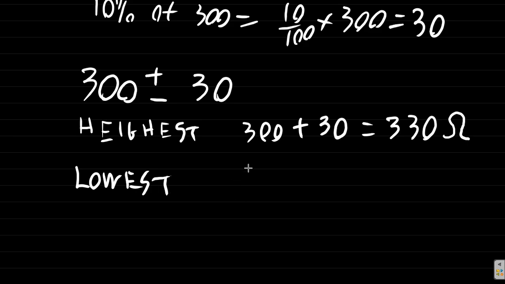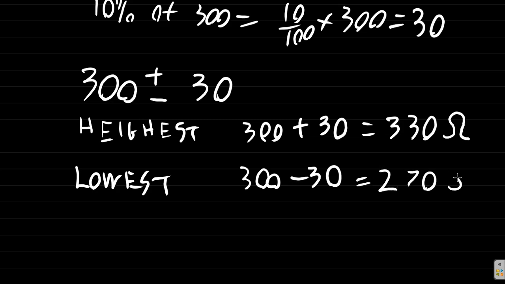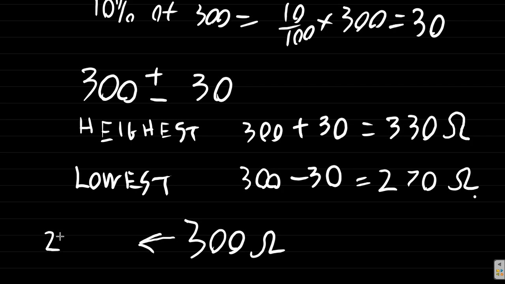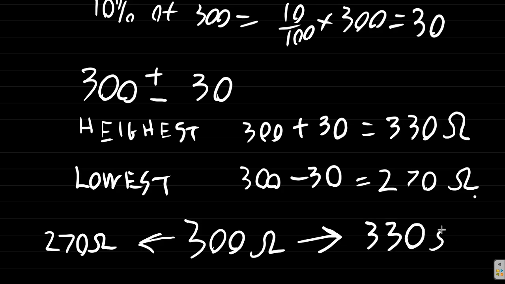Alright? What is the lowest value it should be? It is 300 minus 30 ohms. 300 ohms minus 30 ohms, which is 270 ohms. So here, the average resistance is 300 ohms, but it could be as low as 270 ohms, or it could be as high as 330 ohms.